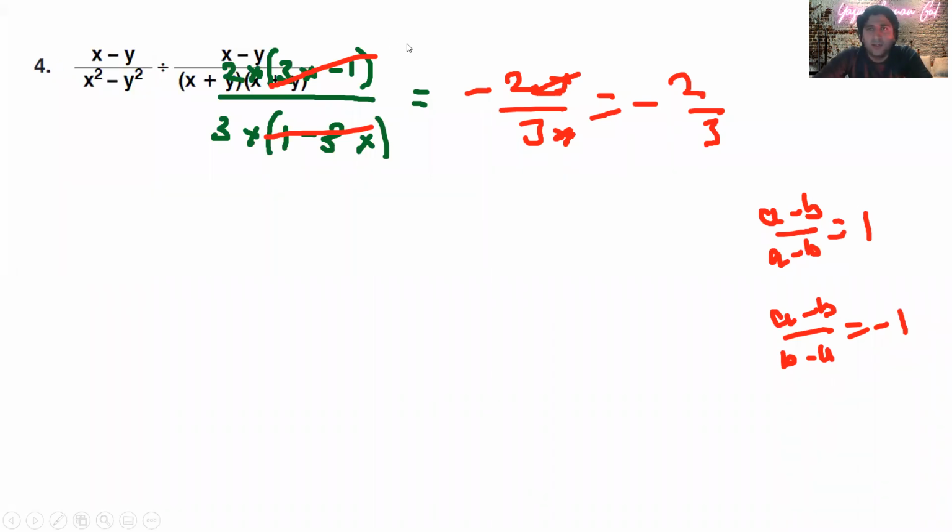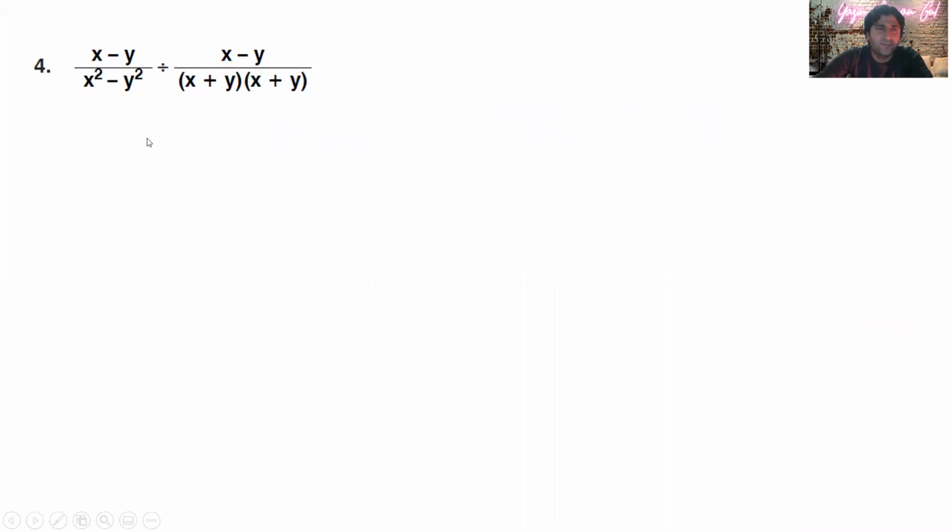Okay, let's continue with question 4. Question 4 says what? Okay, here x minus y, the first thing we need to know is the fraction rule. This part will go up, this part will come down. And then I see there's a difference of 2 squares here. First, let me sort it out.